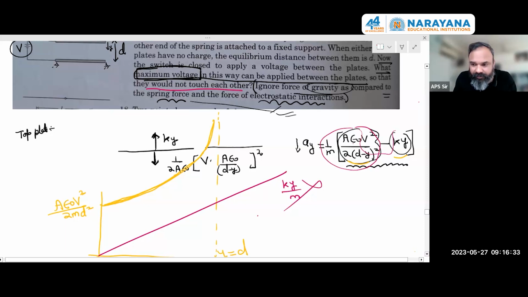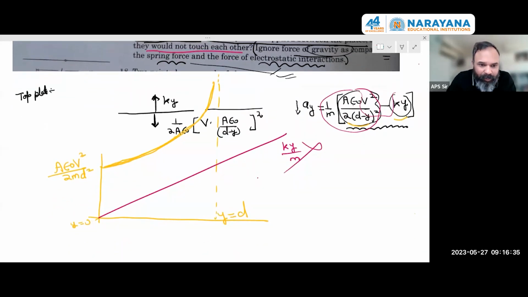The second possibility is that my purple line just touches this function at one point tangentially and always stays below it.